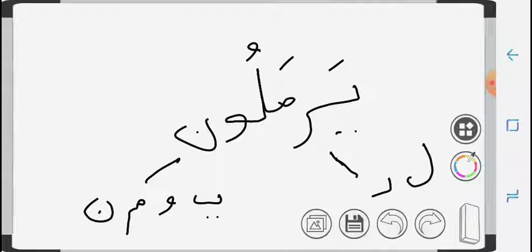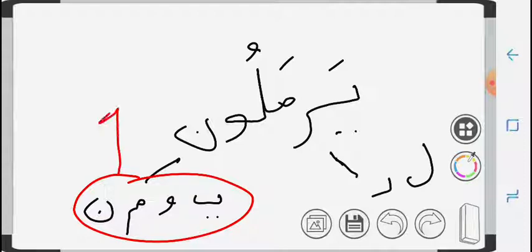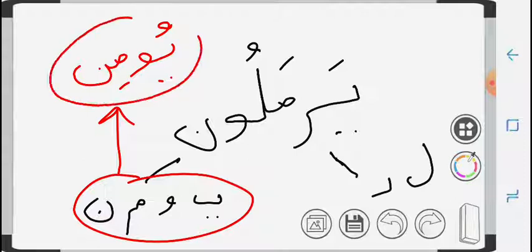Now there are separate idgham rules for these. Ultimately with this word there is another acronym used, and that is the word Yumin, so it's easier for you to remember. So again, when you have a noon saakin or noon tanween, and the next word starts with any of these letters, you'll have ghunna in that. You will pronounce those letters with ghunna.